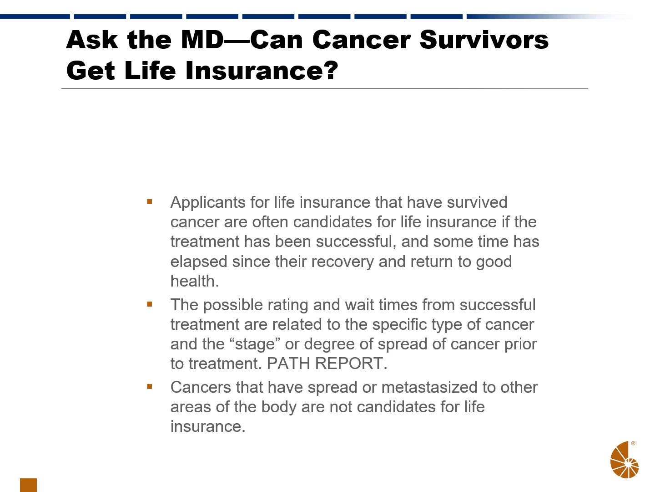So, can cancer survivors get life insurance? Applicants for life insurance that have survived cancer are often candidates for life insurance if the treatment has been successful and some time has elapsed since their recovery and return to good health. So possible rating and wait times from successful treatment are related to the specific type of cancer and the stage or degree of spread prior to treatment. And you need the path report. So that's a must in order to underwrite cancer. Cancers that have spread or metastasized to other areas of the body are not candidates for life insurance.